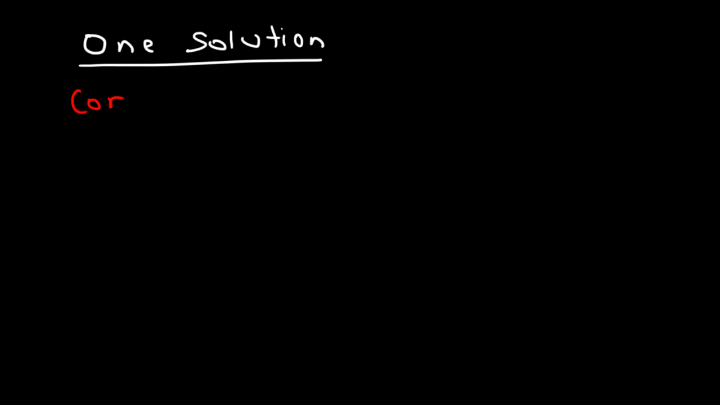So, if you have a system of equations that has only one solution, then it's going to be consistent and it's going to be independent if there's only one solution.